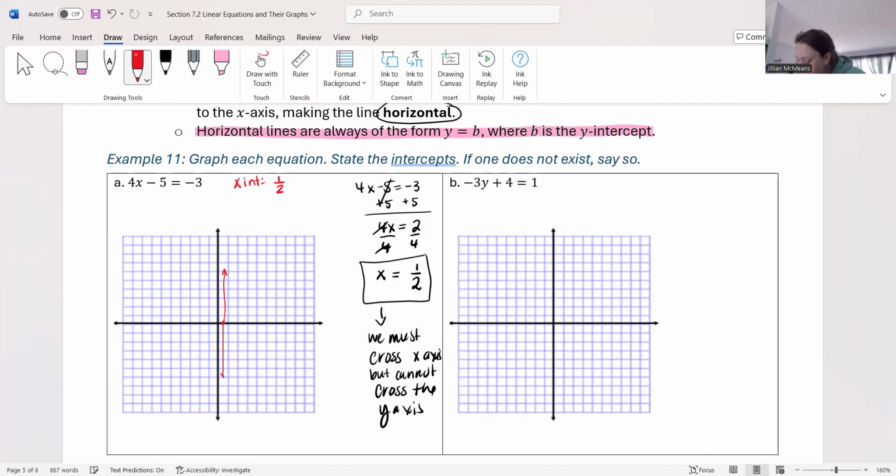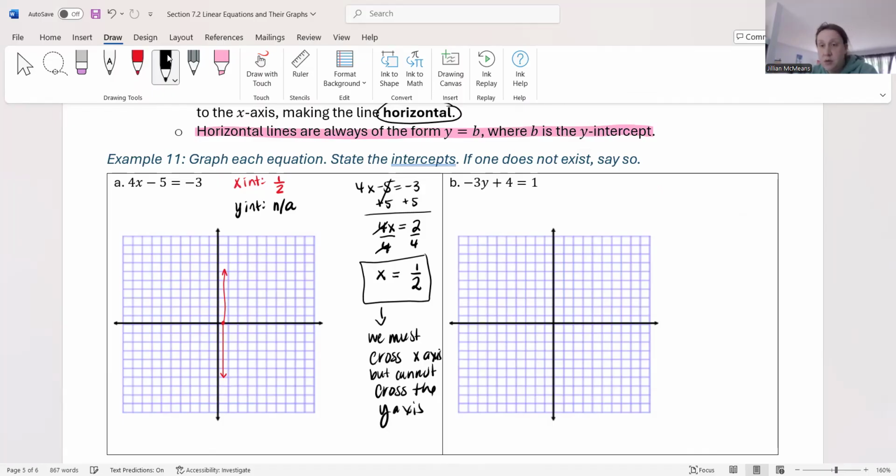Okay? Alrighty, so the directions said graph each equation. We have done that. State the intercepts. We've stated one of them. If one does not exist, say so. Well, if you are a vertical line and you cannot touch the y-axis, that means you cannot have a y-intercept. So for the y-intercept, I would just put not applicable, and that's it.